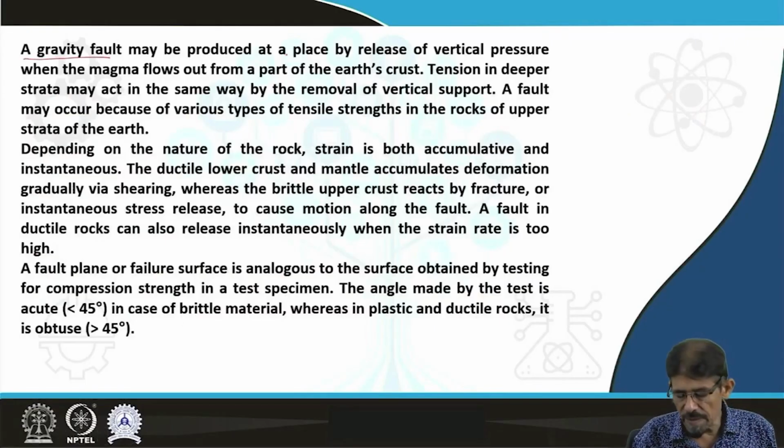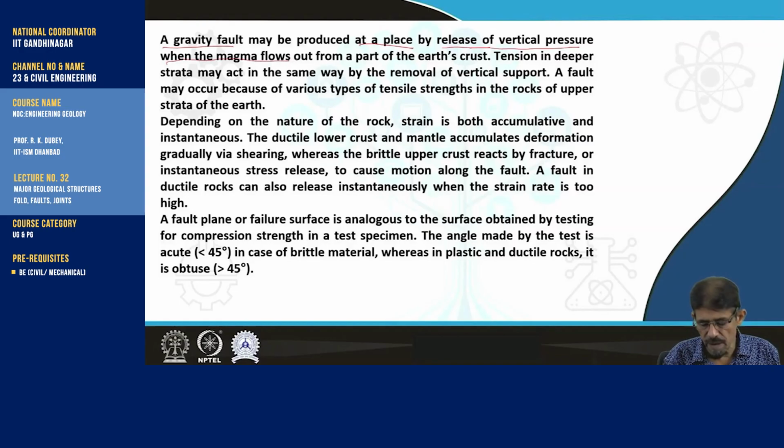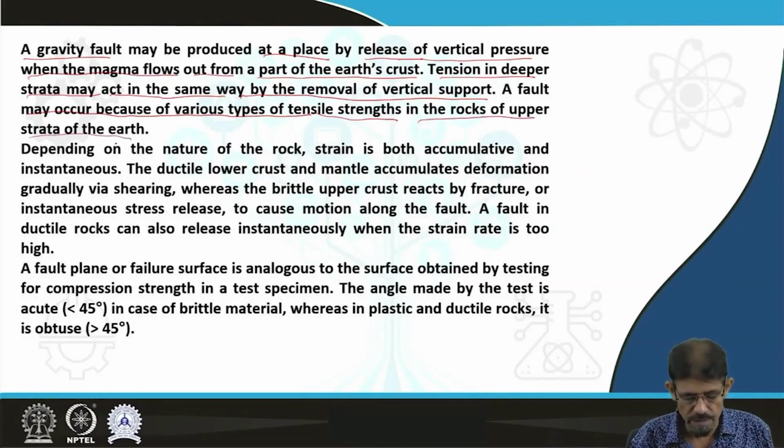A gravity fault may be produced at a place by the release of vertical pressure when the magma flows out from a part of the earth's crust, and tension in the deeper strata may act in the same way by the removal of vertical support. A fault may occur because of various types of tensile strength reduction in rocks of the upper strata of the earth. It depends on the nature of rocks, type of strain, and the rheology of rocks.